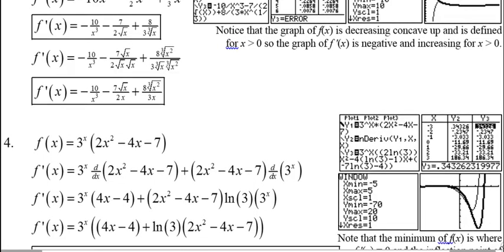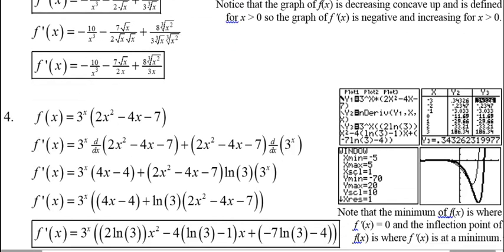Okay, in this one we have 3 to the x times 2x squared minus 4x minus 7. Well, the last step done in evaluating this function is to multiply the two parts. To multiply the 3x, the first part, times the 2x squared minus 4x minus 7, which is the second part, the second factor. So the last step is multiplication. We use the multiplication rule. In other words, the product rule. The last step is finding a product. We apply the product rule.